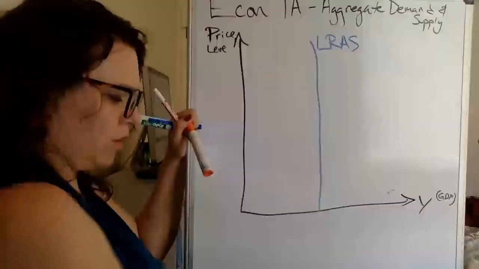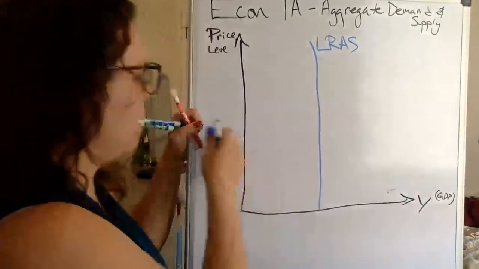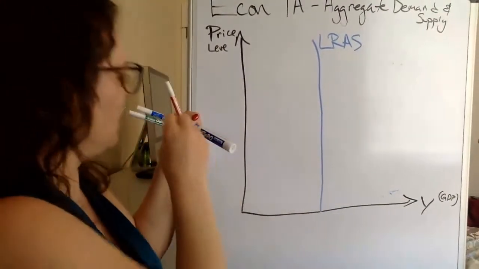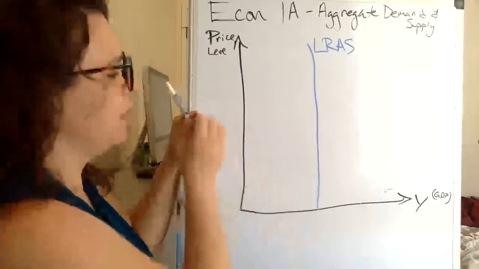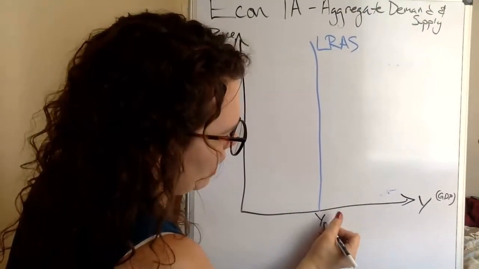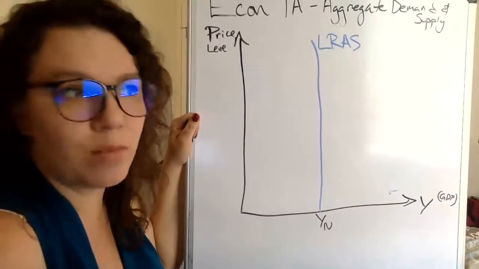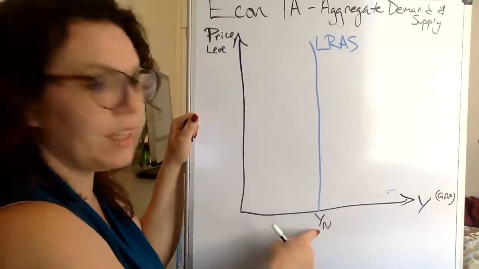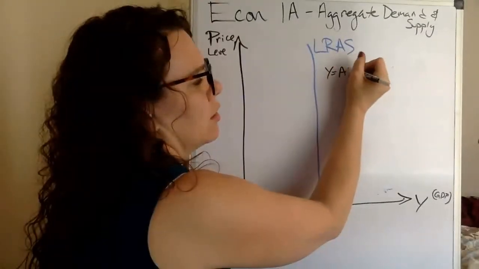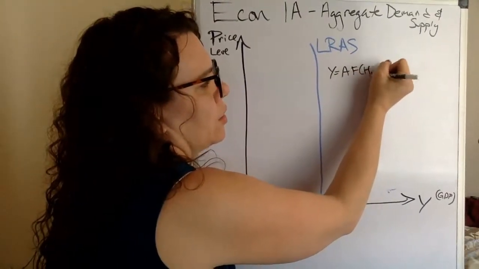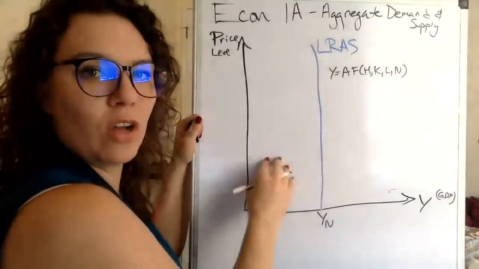is going to be vertical in the long run because of a couple of things. One is that there is this idea of a natural rate of unemployment and a natural rate of productivity. We can consider that YN. And that comes from the ideas that we've talked about already, right? The idea that there is a natural rate of unemployment, the idea that our productivity Y is not dependent on the price level, it's dependent on our production function, right? H, K, L, N. So only these things can shift long-run aggregate supply.